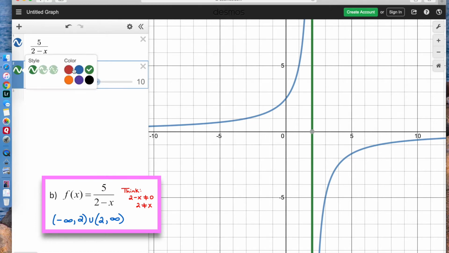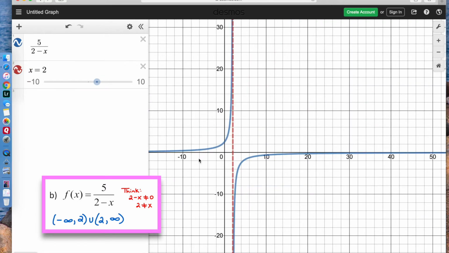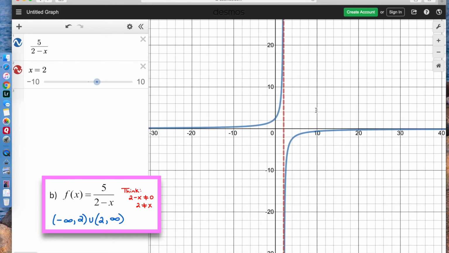And I like to make asymptotes red and dashed. And so you can kind of see here that line, that vertical line really does equal 2, and that it's the asymptote for this equation. You don't have to do all of that. You can just visually check the equation of the original function.